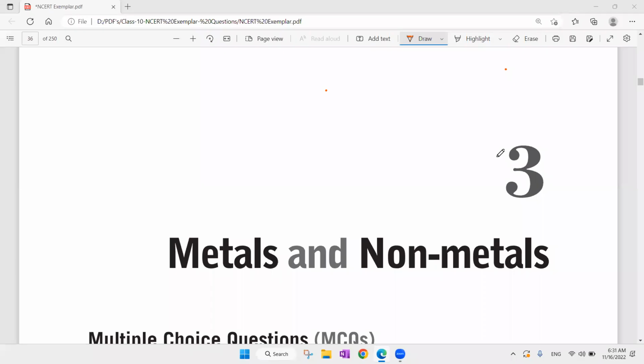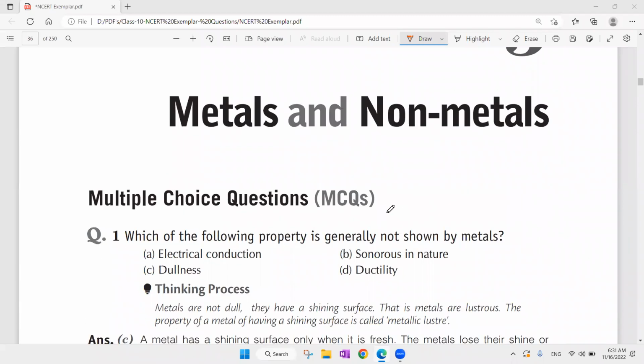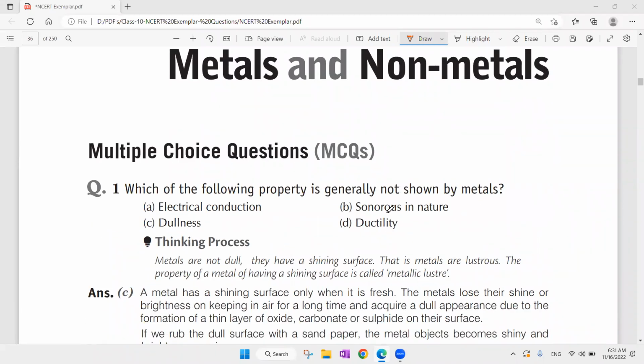In this lecture, we are going to see the Metals and Non-metals chapter, NCERT Exemplar questions and answers. Here we are going to see MCQs, and in later classes, we will see short answer and long answer questions. Okay, number 1.